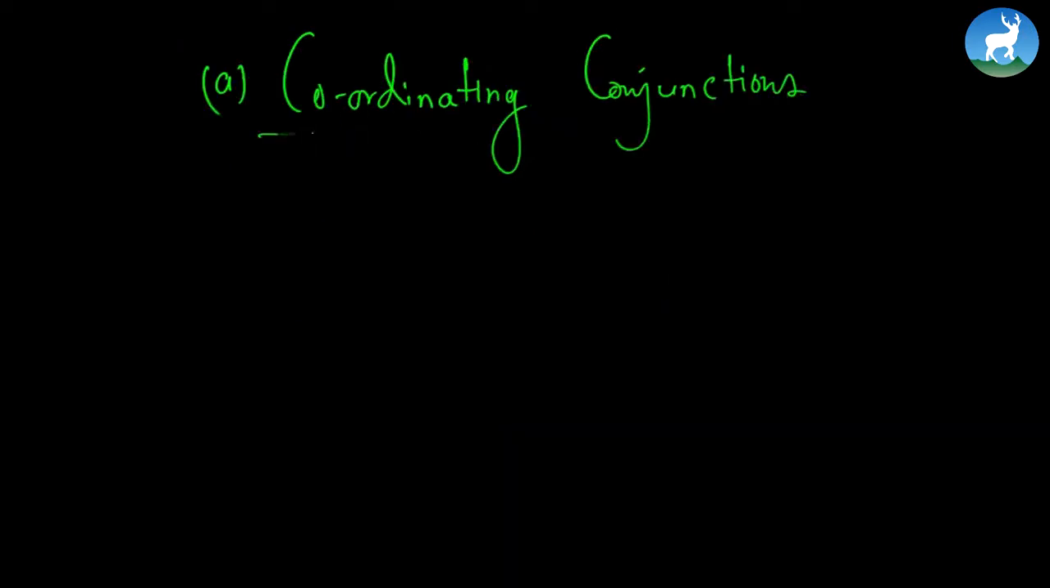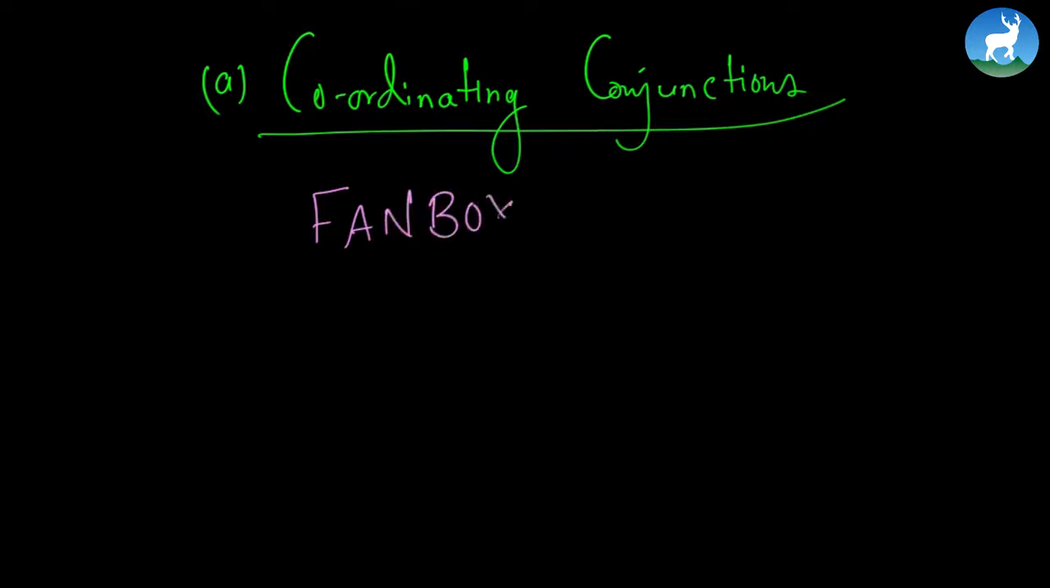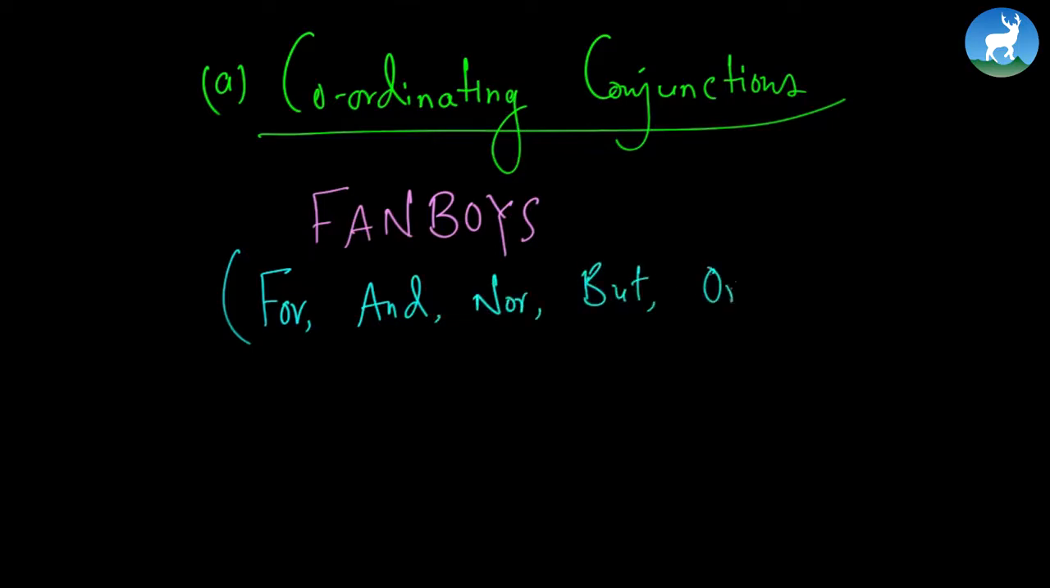The first one, coordinating conjunctions. There's a simple mnemonic to remember coordinating conjunctions, and it's called fanboys. So fanboys is an acronym actually. So fanboys stands for for, and, nor, but, or, yet, and so. So these 7 conjunctions are called coordinating conjunctions. And let me give you some examples on how they are used.